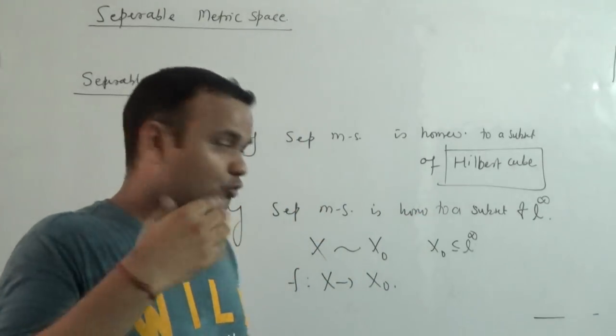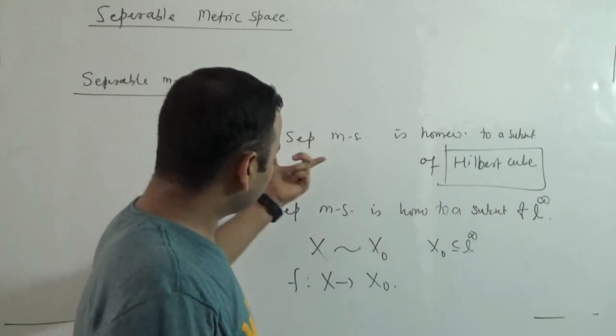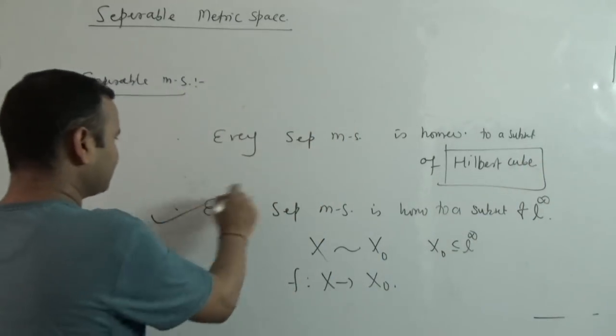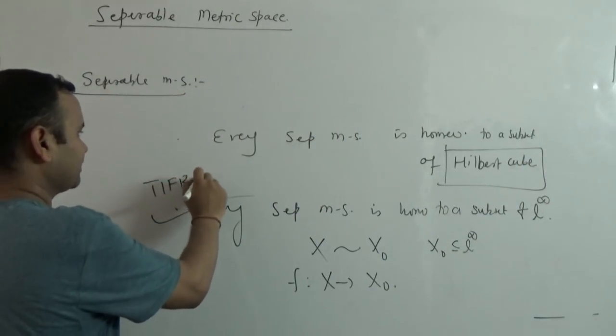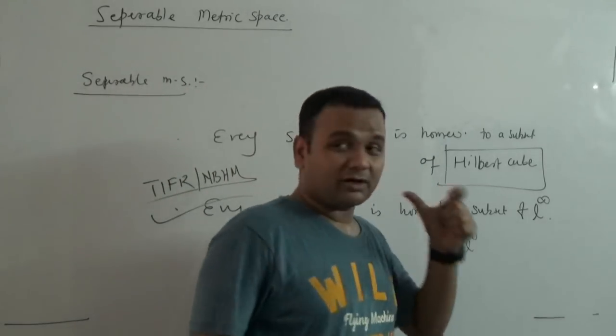वही चीज है. तो कोई भी सेपरेबल मैट्रिक स्पेस दोगे वो होमोमॉर्फिक होगा सबसेट ऑफ l infinity. ये क्या बोला? कोई भी सेपरेबल मैट्रिक स्पेस दोगे होमोमॉर्फिक होगा सबसेट ऑफ हिल्बर्ट क्यूब का. और ये तो बोला ही मैंने बहुत बार, टीआईएफआर में आ चुका है. टीआईएफआर में, एनबीएचएम में दिस काइंड ऑफ टॉपिक्स आर वेरी इंपॉर्टेंट, ठीक है? और एक लास्ट.